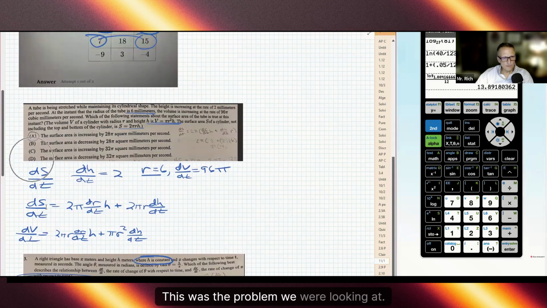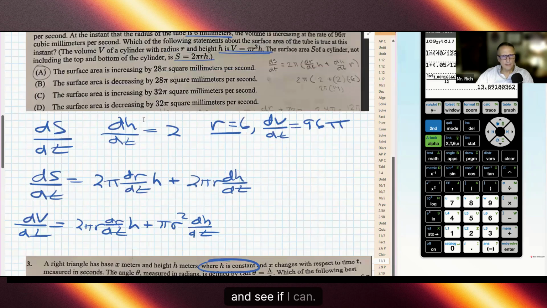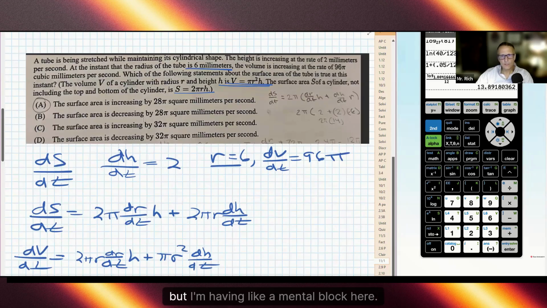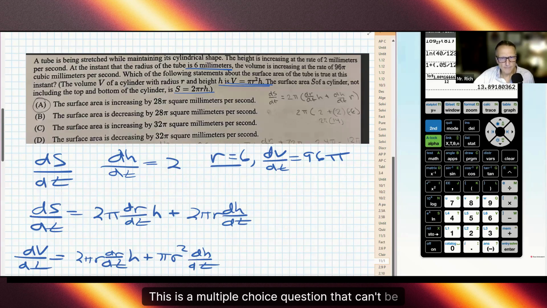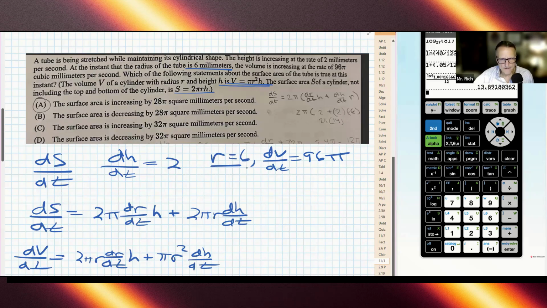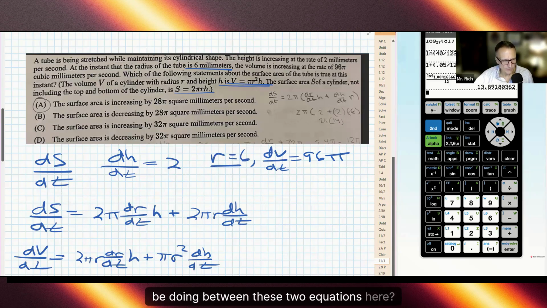This was the problem we were looking at. So I'm going to take a fresh look here, Taylor, and see if I can. It seems like I've worked this before, but I'm having a mental block here. So let's see if we can figure it out. I needed to get the dS/dt, but this is a multiple choice question. It can't be as hard as I'm thinking it is. Let me see if there's a substitution that I could be doing between these two equations here. Something tells me I can do a substitution, I just don't see it though.